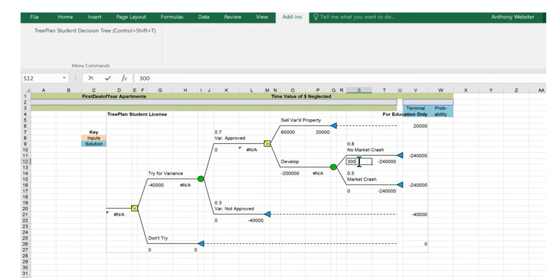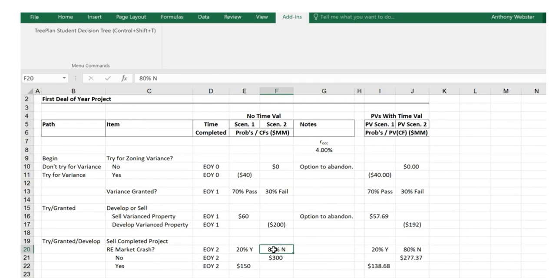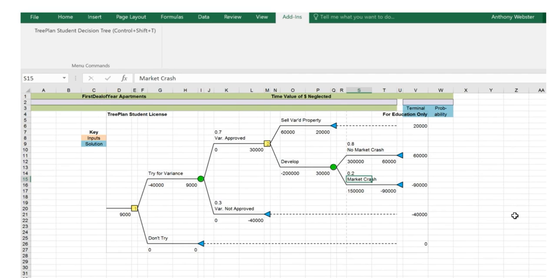If there is no market crash, they get 300,000. And if there is a market crash, they get 150,000 in my thousands units here. And these probabilities better add up to 100%, only two choices, 80% and 20% gives me 100%, and let's just make sure I've got that right. Yeah, 80%, 20%, 300 with no crash, 150 with a crash. All right, so that's looking pretty good. And I think I've got everything included in this project without time value.